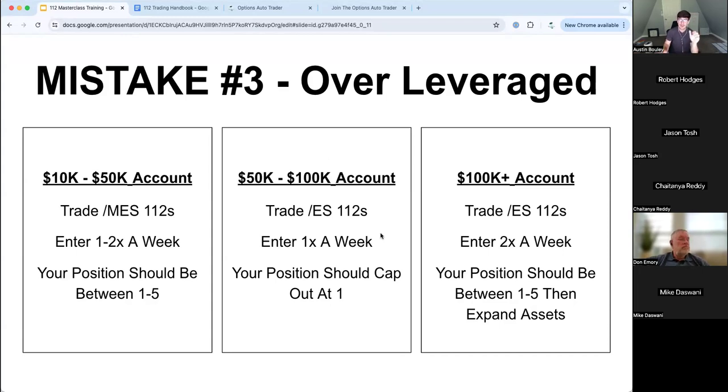All right, does that make sense based on account sizes? I hope you guys are understanding. This is how you want to limit your control. Thanks for the thumbs up, Don. So many people over-leverage accounts, so I want to make sure that you're not one of them.